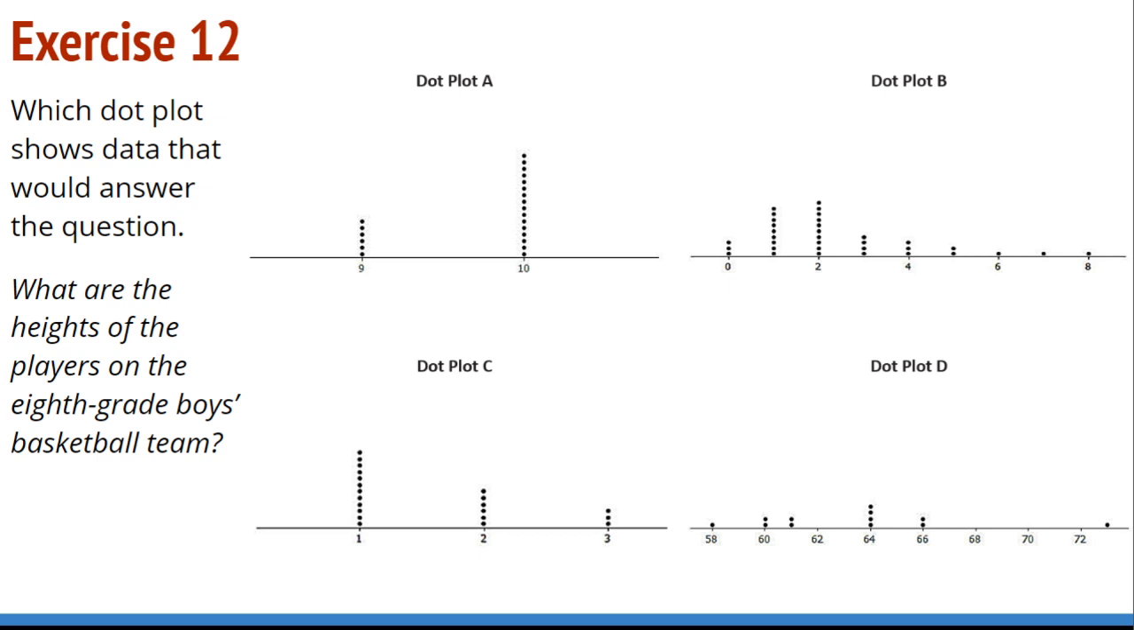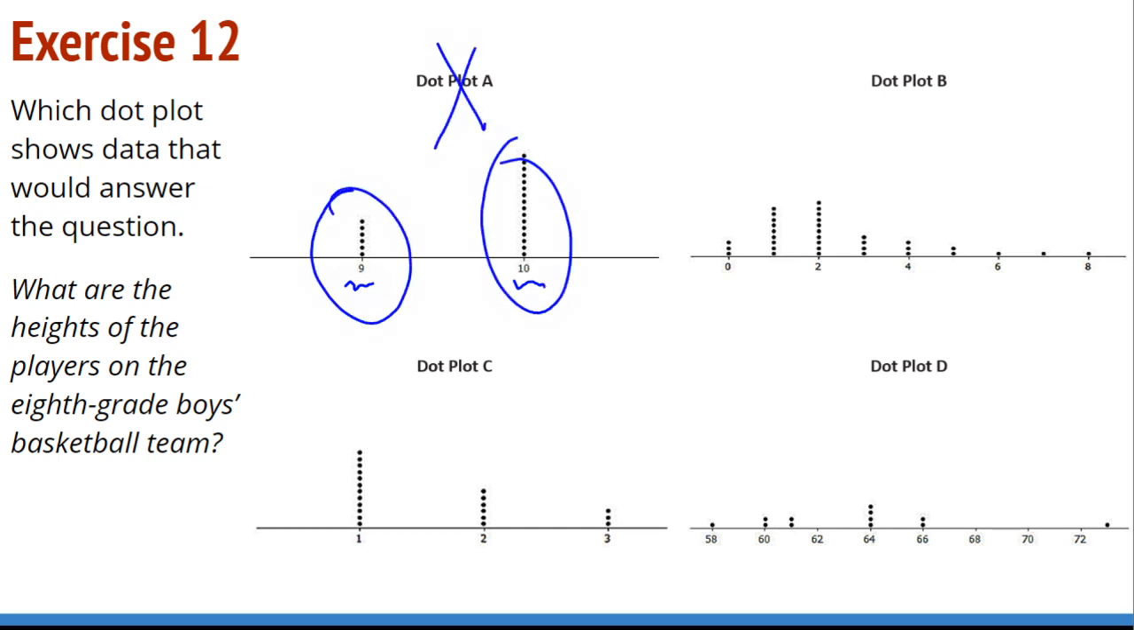Exercise 12. Which dot plot shows data that would answer the question, what are the heights of the players on the 8th grade boys basketball team? Well, let's see. This could be 9 inches, 9 feet, 9 meters, 9 miles. But I really have a hard time believing that there are only 2 heights, so I'm really not thinking that's going to work. 0, 1, 2... Once again, I'm having a hard time picturing this. 0 feet, 0 inches, 0 yards.